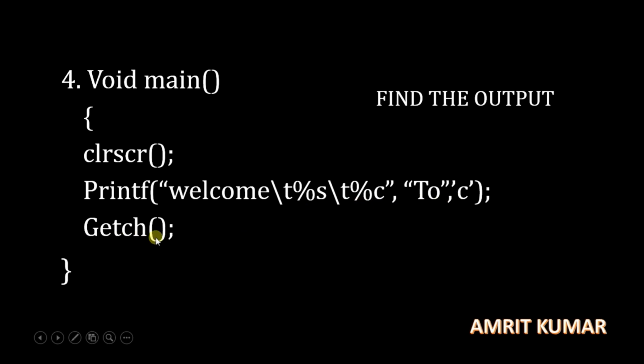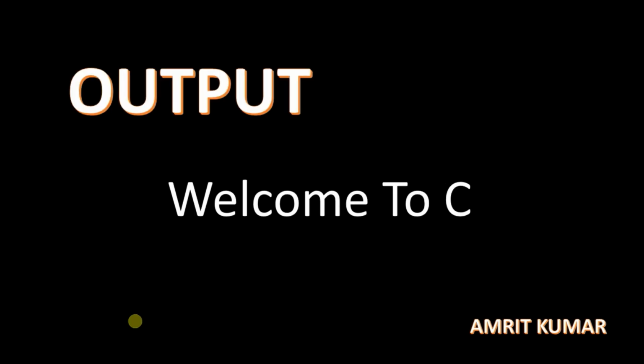Finally I have used the getch function, which is used to hold the screen. Its main function is to get a character from the user. When the user presses any character, this function is going to be terminated, and we have the output. So finally, you may have guessed the right answer. Let's look at the answer, that is welcome to C.